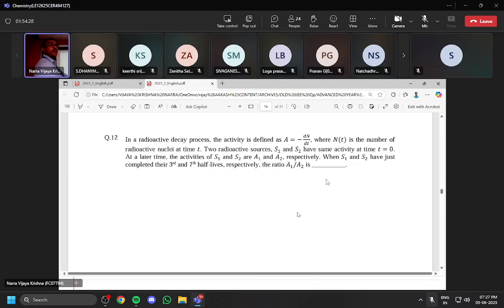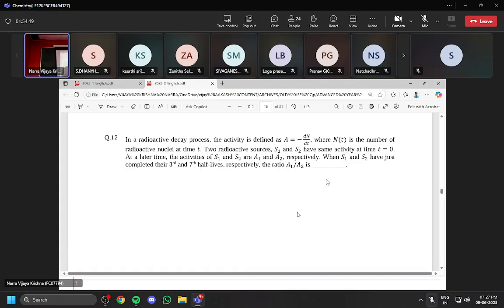In a radioactive decay process, activity means rate. Activity A is given as minus dN by dt. Why are they writing minus dN by dt, or dx by dt? It is the number of nuclei gone by dt. So activity is written as minus dN by dt, where N(t) is the number of radioactive nuclei at time t.